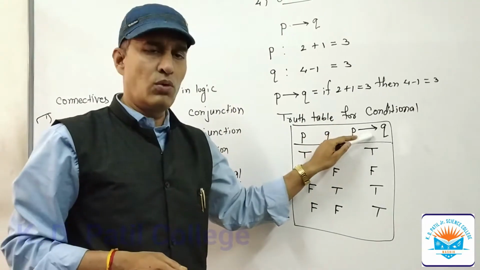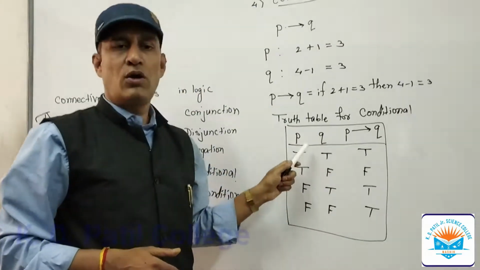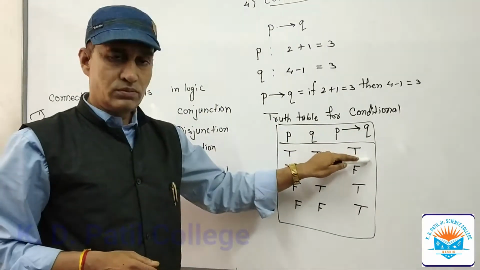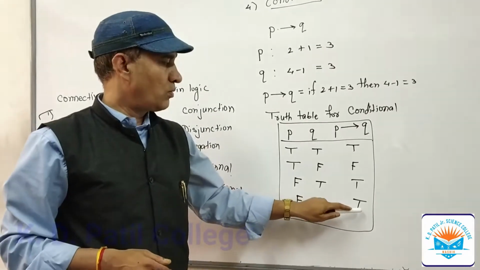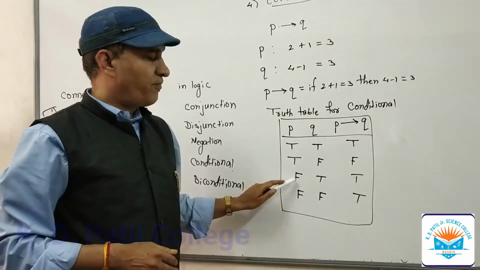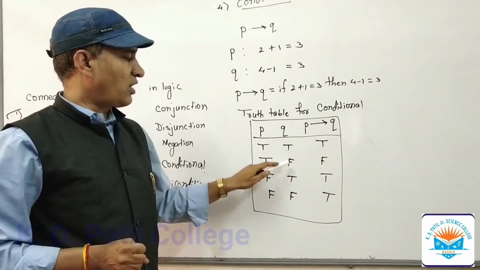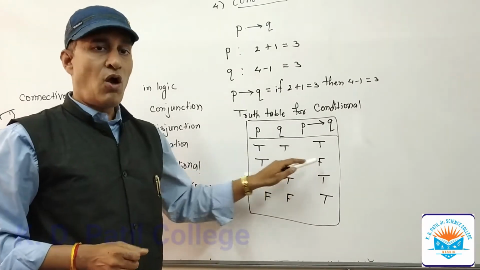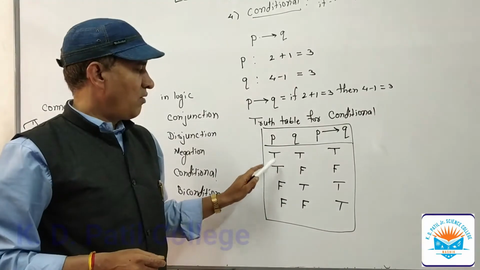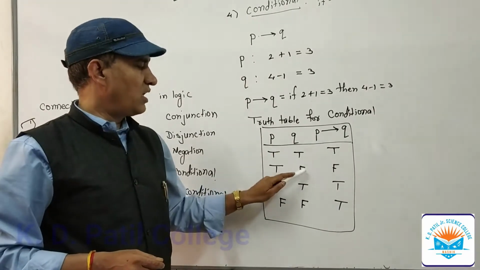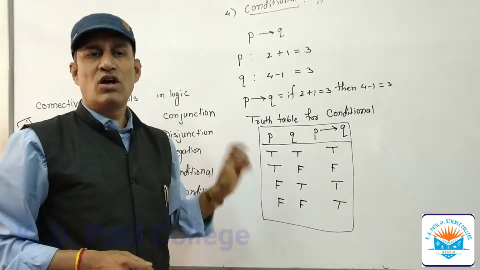And we join them with this arrow, then the result is this. When both the statements P and Q are true, then the result is true. If both the statements P and Q are false, then it is also true. If the first is false and the second is true, the result is true. If the first is true and the second is false, the result is false. Means in only one case the result comes false, and that case is P is T, Q is F, result is F. And it is said to be the truth table for the conditional.